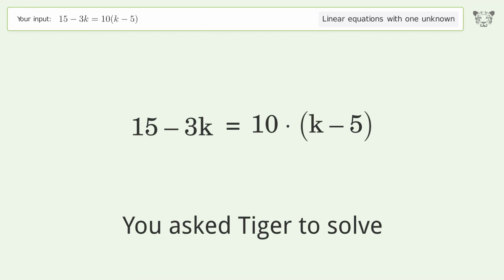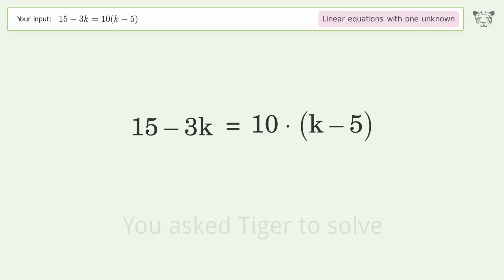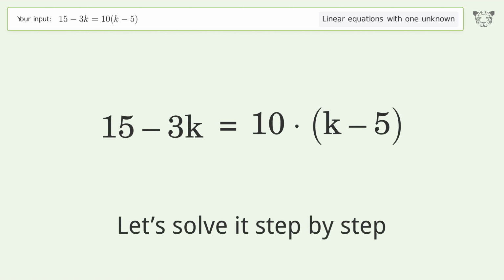You ask Tiger to solve. This deals with linear equations with one unknown. The final result is k equals 5. Let's solve it step by step.